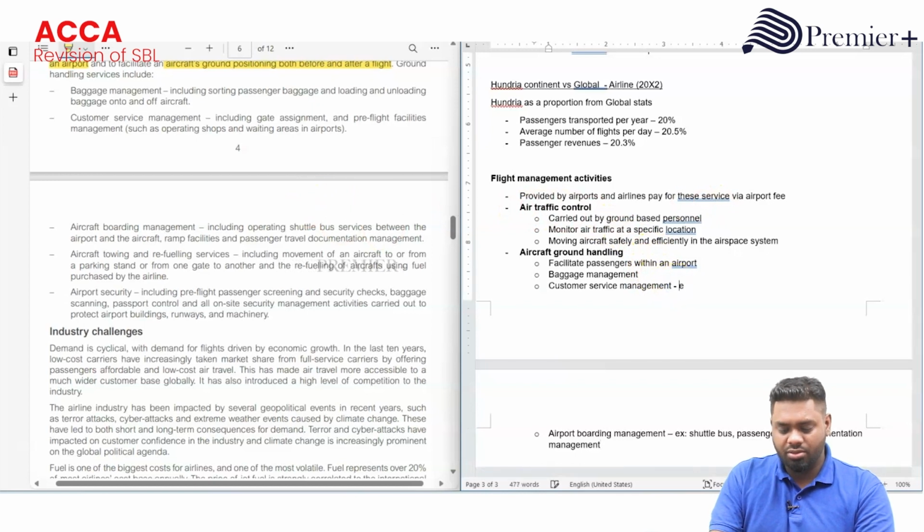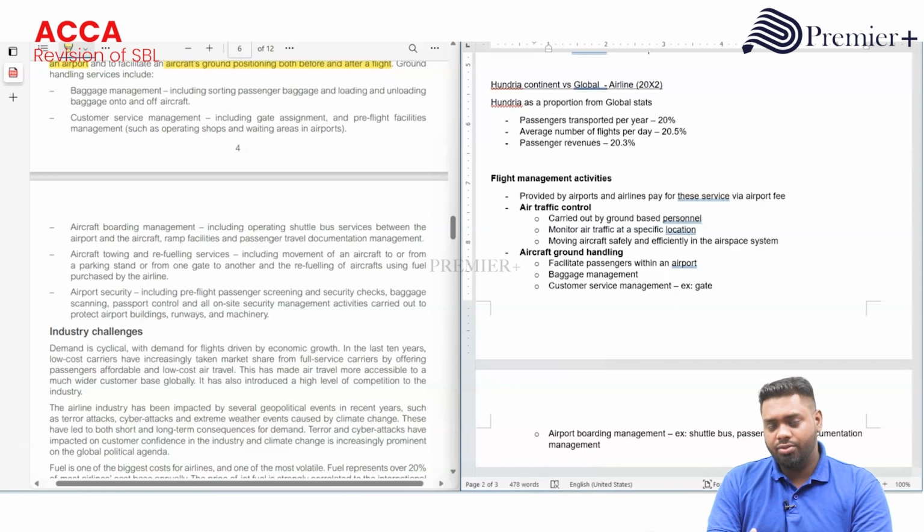Customer service, let's have note of what these are. Once we are done with the pre-scene analysis, listing down the key points, we can go through our notes to have an overall picture of the case. So here we have gate assignment, pre-flight facilities at the airport.